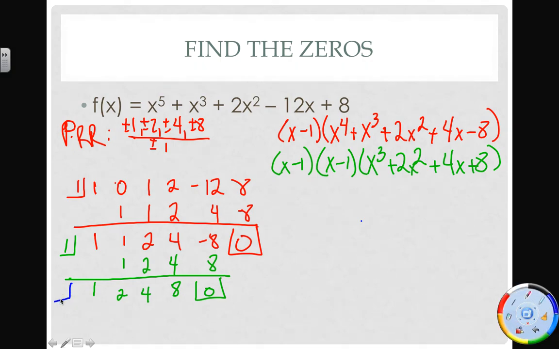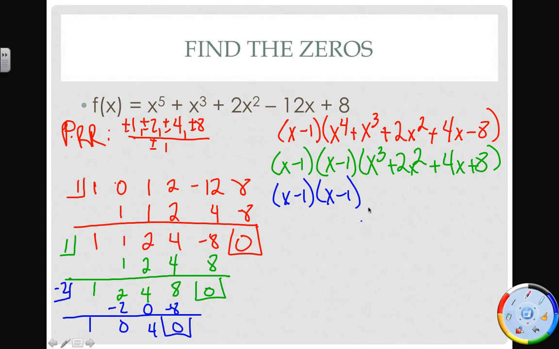So -1 didn't work. Let's try -2. So I get 1, -2, 0, 0, 4, -8, 0. Oh, that's super nice because now I'm almost done. I get x minus 1, x minus 1. I have a -2, so I have an x plus 2. And then I have a leftover x squared plus 4.